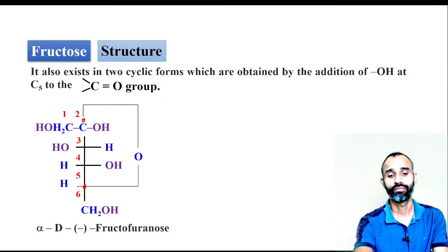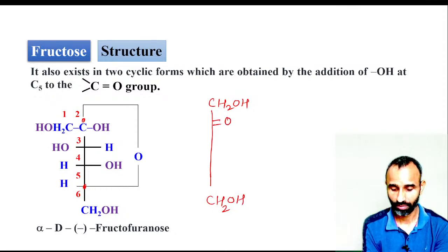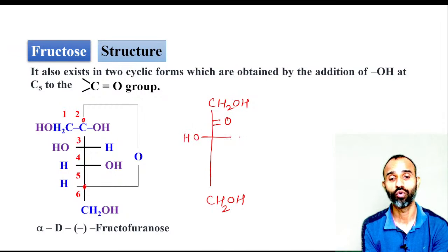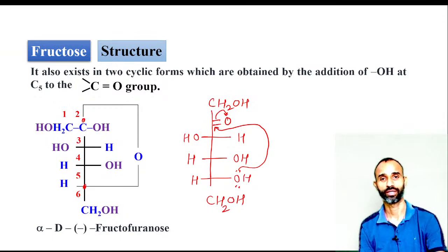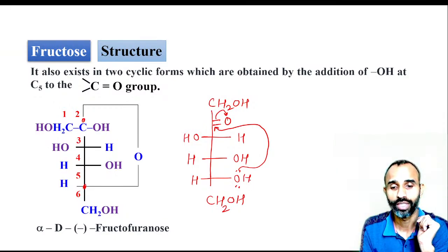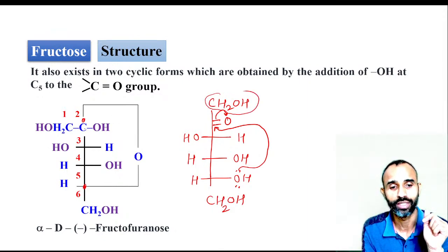Alpha D negative fructopyranose. The structure was like this. The open chain structure was CH2OH, the second carbon it was CO, the third carbon it was OH H, the fourth carbon H OH, the fifth carbon again H. This fifth carbon and second carbon are the bonding oxygen. This hydrogen shifts to oxygen, and comes OH on one side and CH2OH on the other side.